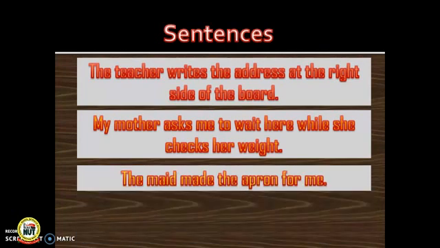The next one, the maid made the apron for me. Did you see that? Maid and made. Maid as a noun, a person like a servant in the house, popularly known as helpers or house girl, house boy. And made, a verb, to make something. Past tense of make is made.